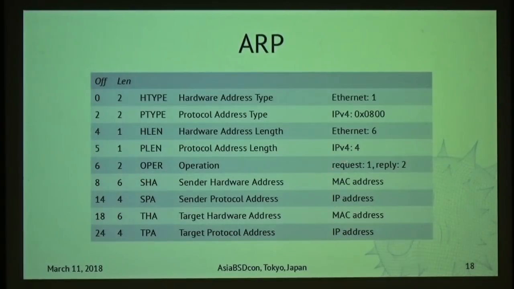The operation: request, reply, there also are reverse ARP requests and reverse ARP replies, and there is another that just doesn't really exist in practice. I've never seen this before. It doesn't exist in the wild. And these are the important bits. You have the sender hardware address, which is the MAC address, and the same for the target, and the protocol addresses, which are IP addresses.